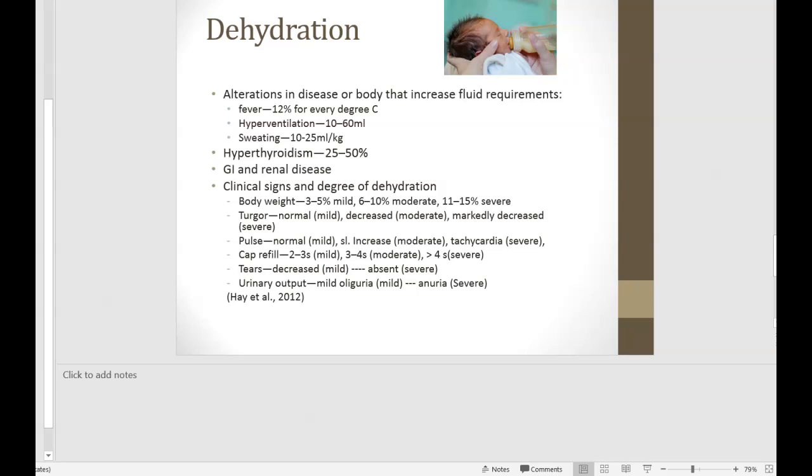Hyperventilation will increase fluid requirements by 10 to 60%. Sweating increases by 10 to 25 milliliters per kilogram. Hyperthyroidism, 20 to 50%. I'm not sure what that means. So list GI and renal disease, clinical signs, and degree of dehydration.